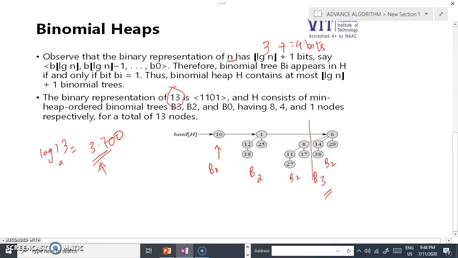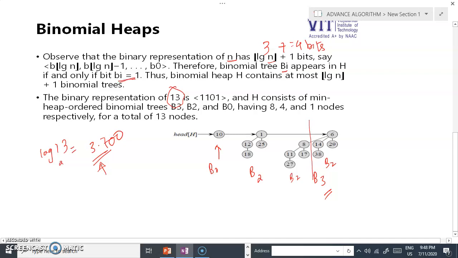So what it says basically, if I'm having any number n, and I'm going for the binary representation of the number, it will have a lower bound of log n plus 1 number of bits. Now, how do we represent it actually? How do we represent it? See, each of these bits, up to the lower bound of log n, will represent a binomial tree. Correct? See, therefore, binomial tree B of i appears in H if and only if b of i is 1.